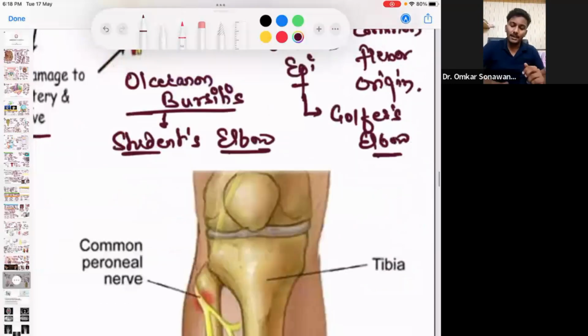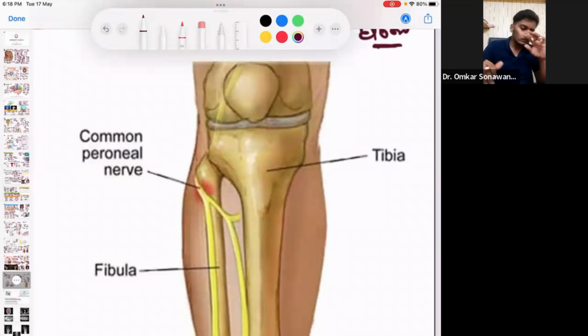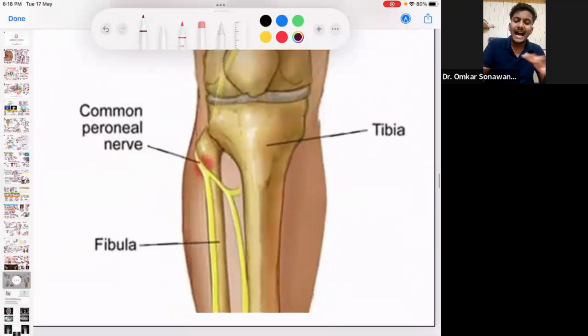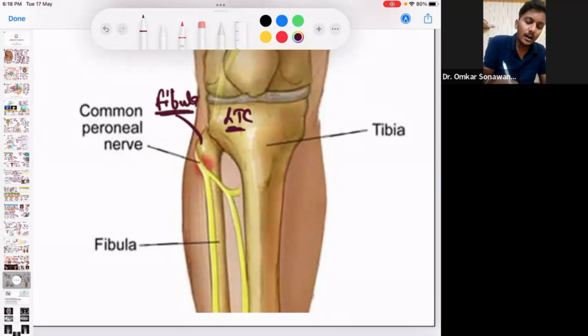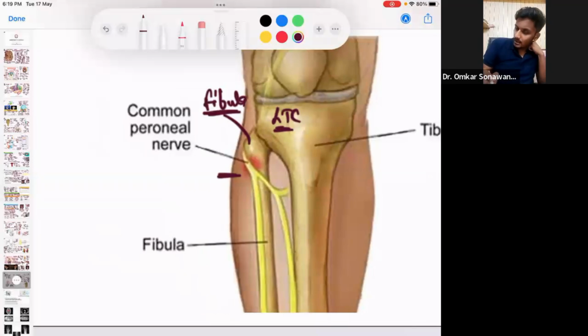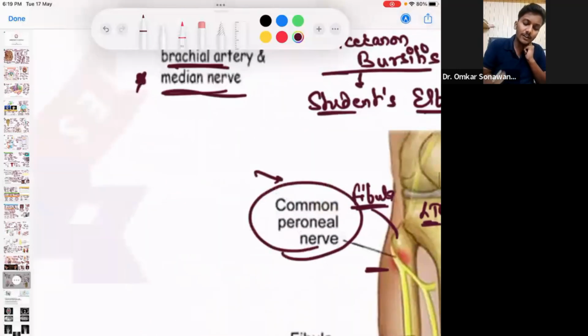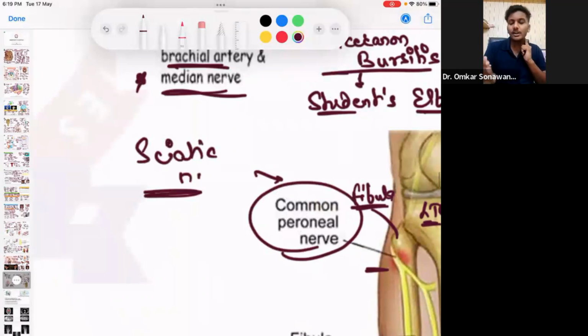Then if I talk about the lower limb, here you can see the knee joint. These are the tibial condyles, and in relation to the lateral tibial condyle, we have the head of the fibula. We have the head and neck of the fibula. The smaller bone is known as the fibula. In relation to the lateral condyle of the tibia or the neck of the fibula, which nerve is present? It is the common peroneal nerve. Common peroneal nerve is a terminal branch of the sciatic nerve.